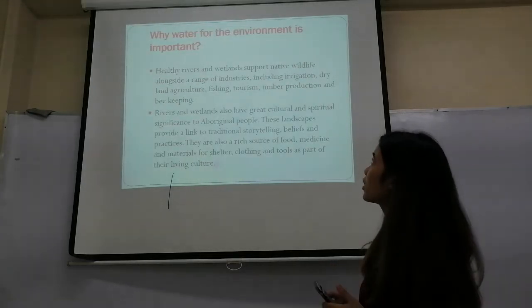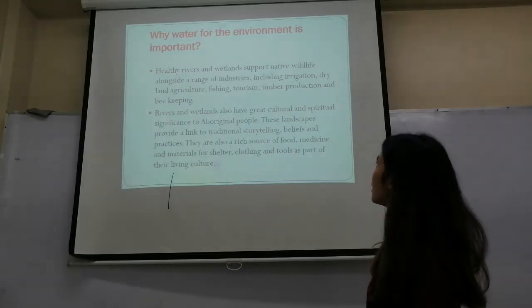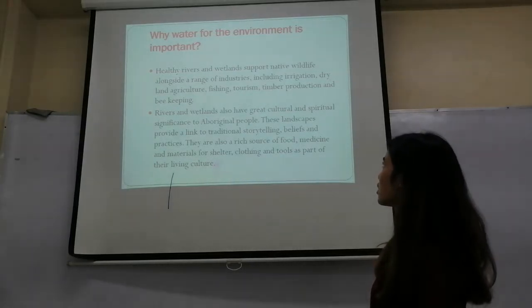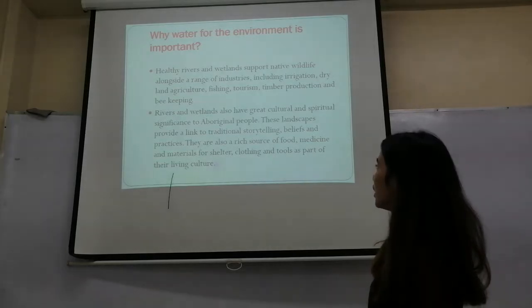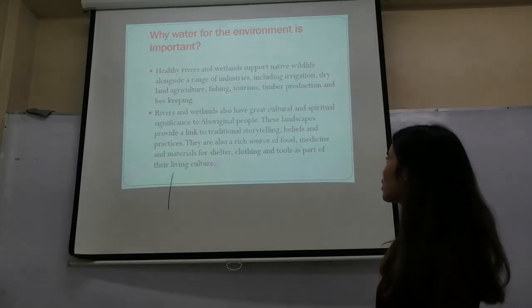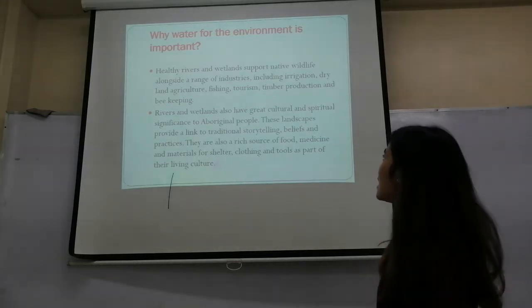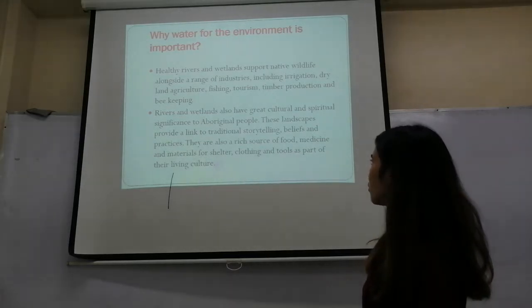Another question, why is water for the environment important? Healthy rivers and wetlands support native wildlife alongside a range of industries, including irrigation, dryland agriculture, fishing, tourism, timber production, and beekeeping. Rivers and wetlands also have great cultural and spiritual significance to Aboriginal people. These landscapes provide a link to traditional storytelling, beliefs, and practices. They are also a rich source of food, medicine, and materials for shelter, clothing, and tools as part of their living culture.